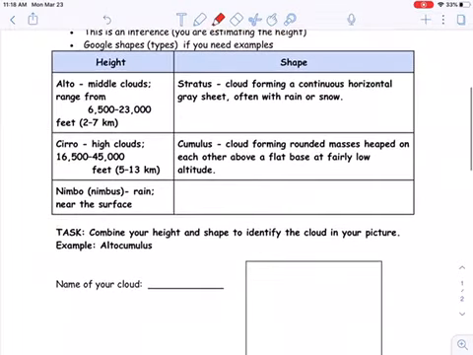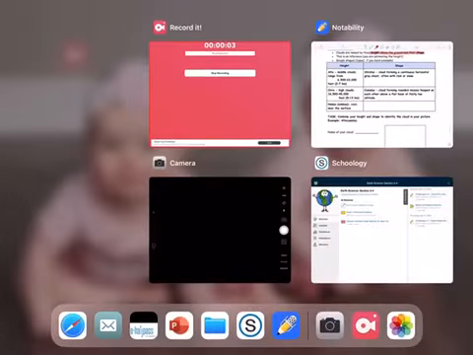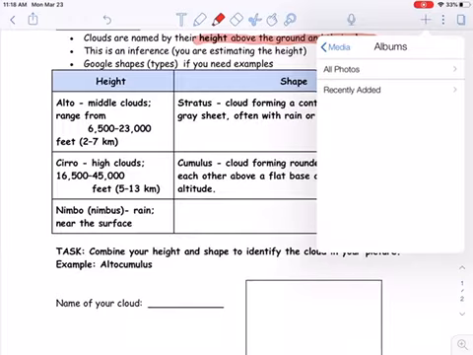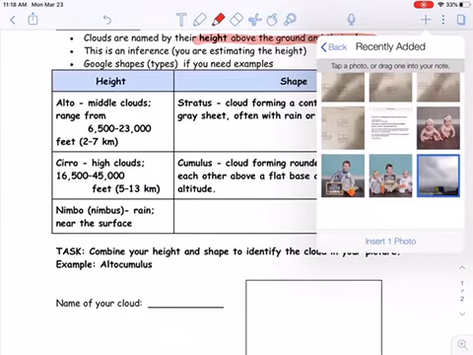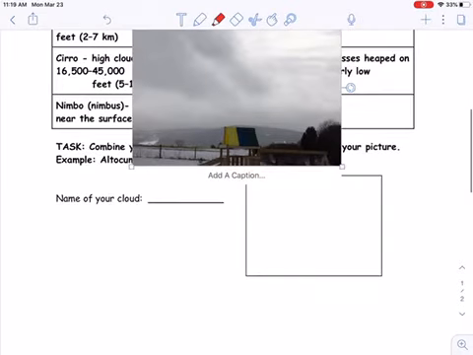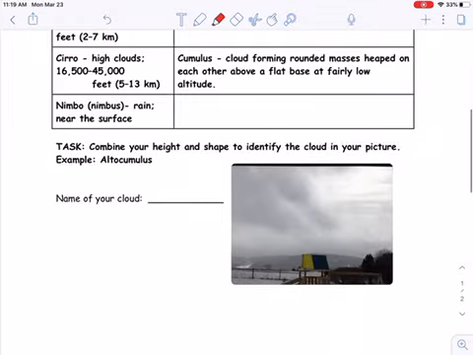So we're going to take a look at a picture I took outside my backyard. I'm going to add from my photo library, recently added picture. I'm going to insert that photo. So there we go, and I'm going to stick it in this box here. And we're going to take a look at it.